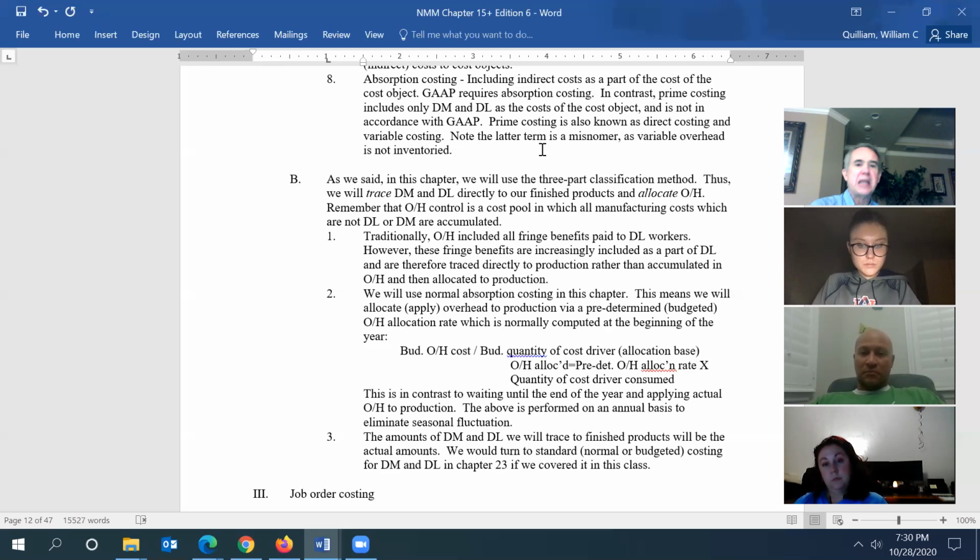Well, that rate is going to be budget overhead cost divided by the budget quantity of the cost driver or allocation base. Then when we allocate some overhead, we will use this predetermined overhead allocation rate times the quantity of the cost driver that's consumed. So again, I have an example for you in just a bit. And that would be in contrast to waiting until the end of the year and applying actual overhead to production. And the above is performed on an annual basis to eliminate seasonal fluctuation. In other words, month to month, we can have a lot of fluctuation, but that evens out over the course of a year.